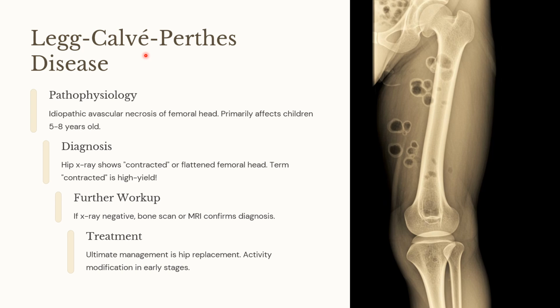Another thing is, since this is only avascular necrosis of the femoral head, sometimes the X-ray may not be sensitive enough to pick it up. So in Step 2 CK, they might ask you if the X-ray is negative, then how will you confirm the diagnosis? A bone scan or MRI can be done to confirm the diagnosis. How do you treat it? Ultimate management is hip replacement, because there has been necrosis of the femoral head, isn't it? So that is the treatment for Legg-Calvé-Perthes.